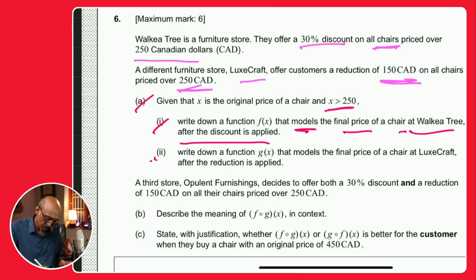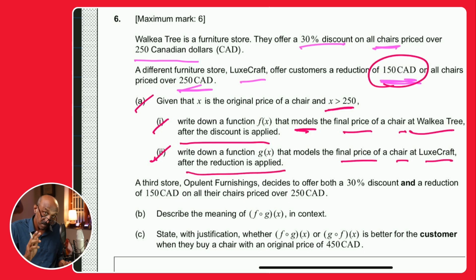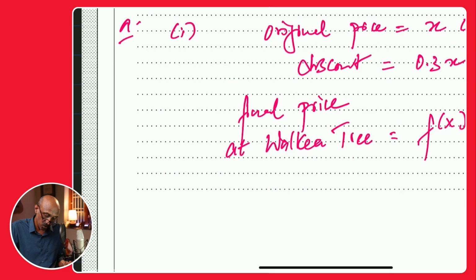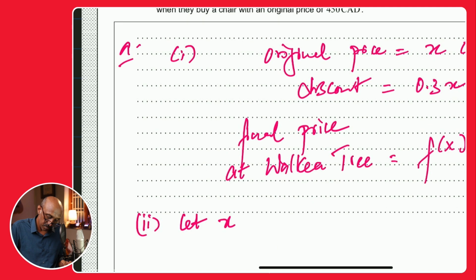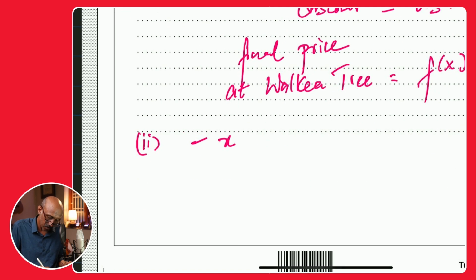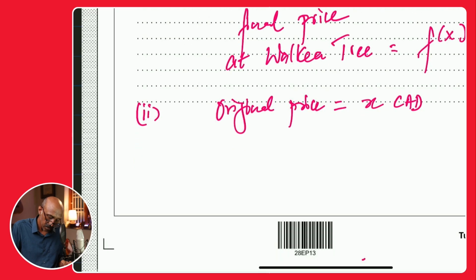What's part 2? We are on part 2. It says write down a function g of X that models the final price of a chair at Luxcraft after the reduction is applied. Remember, they are applying a reduction of 150 Canadian dollars. So again, get into the habit of writing: let X be the original price, or you can use the same. Original price is X CAD, Canadian dollars.